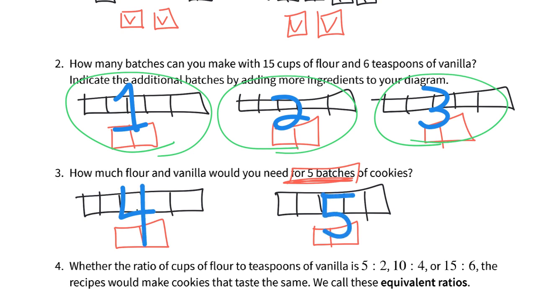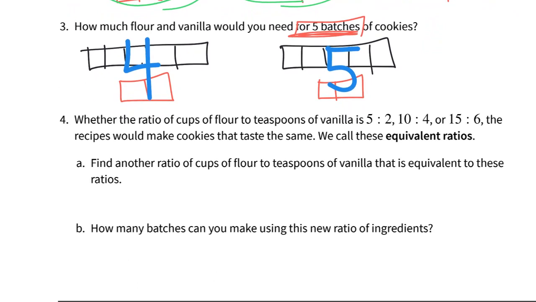And so how much flour would we need? We would need 5, 10, 15, 20, 25. We would need 25 flours. And then how much vanilla? 2, 4, 6, 8, 10. So 25 to 10.